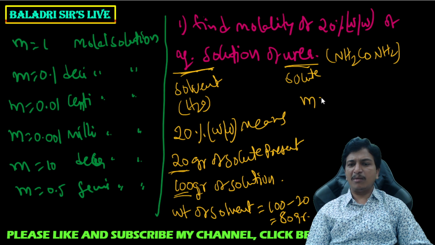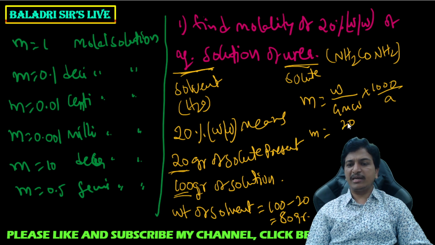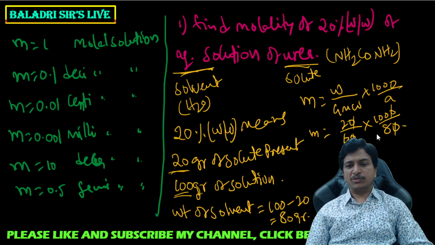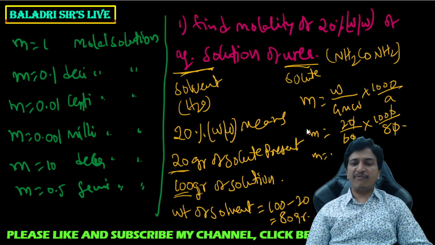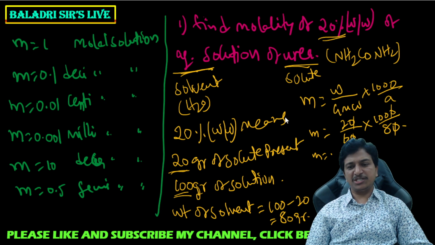So molality formula, molality is equal to given weight of solute by gram molecular weight into 1000 by weight of solvent in grams. Now molality is equal to weight given 20 by gram molecular weight 60 into 1000 by weight of solvent 80. Now you can go for the calculation. Here the zeros cancel. So you will get the molality. In this way we can find the concentration term molality when weight percentage is given.